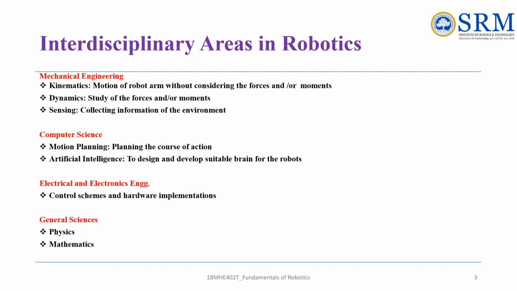Next is electrical and electronics engineering. This handles how the robot is controlled, including the hardware that makes it work. And general sciences like physics and mathematics provide the foundation for understanding the laws of physics and doing the necessary calculations. All of these areas collaborate to make robots move, think and interact with the world.